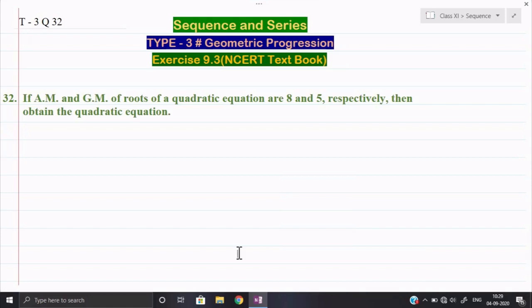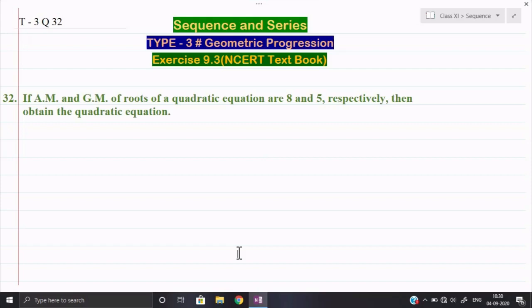Okay. So let us see question number 32. In this question, what is given here: if the AM and GM of the roots of a quadratic equation are 8 and 5. Have you remembered the roots of quadratic equations from last year? We have done chapter number 4 in class 10th. Suppose alpha and beta are the roots of a quadratic equation, then how do we find the quadratic equation, which you know very well? Here also they are asking: obtain the quadratic equation.